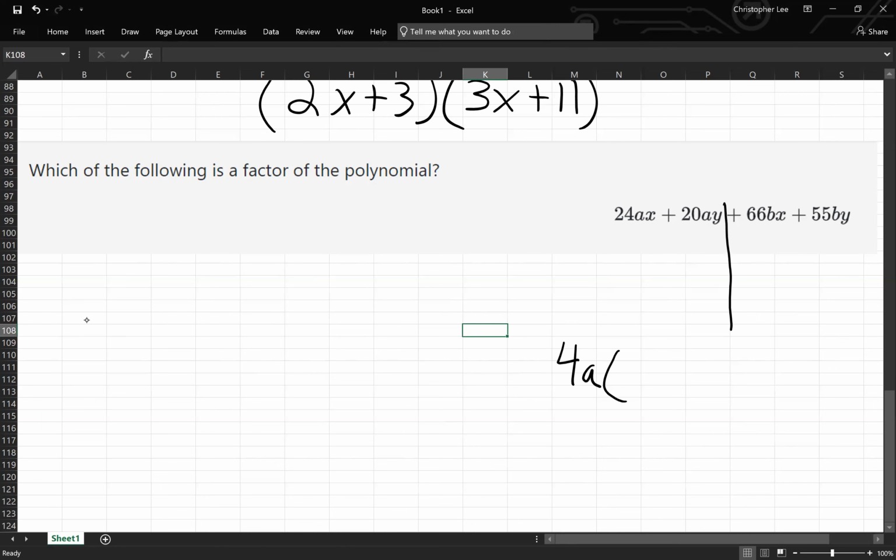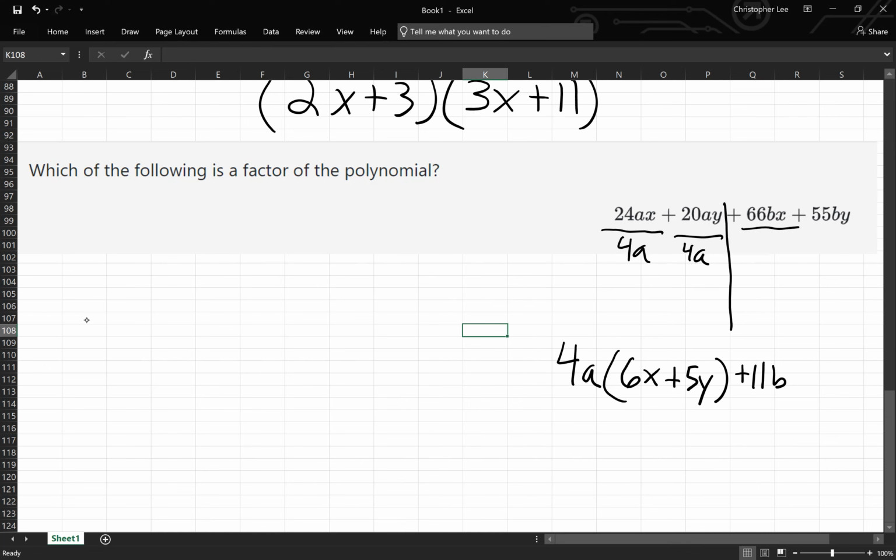So now, remember when I factor out 4a, it's like I'm dividing by 4a. So 24 divided by 4 is what? So 6x, good. And then 20ay divided by 4a is what? All right, so plus 5y, very good. Now I have 66bx plus 55by. What's the greatest common factor there? 11b, very good.